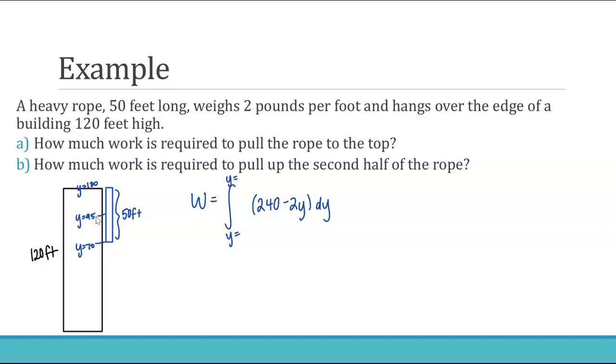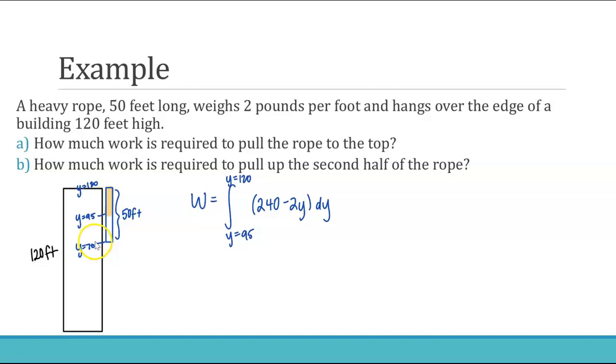So the question is, are we going to integrate from 70 to 95 or from 95 to 120? What's going to give us the right value for how much work is required to pull up the second half of the rope? So the correct answer is from 95 to 120. So we are going to make our limits of integration go from 95 feet to 120 feet. And let's sort of talk about that.